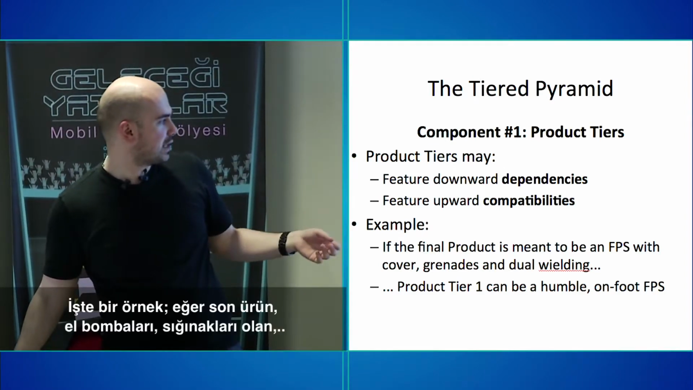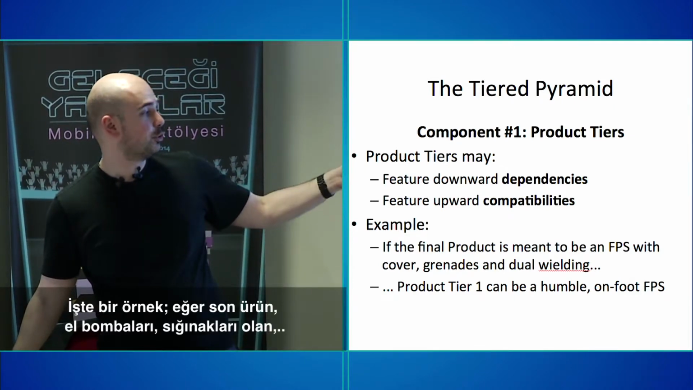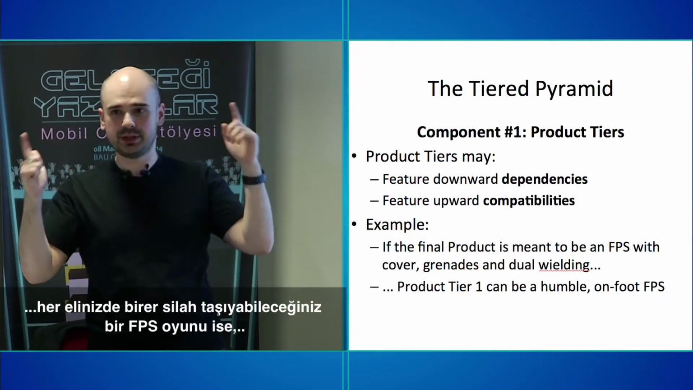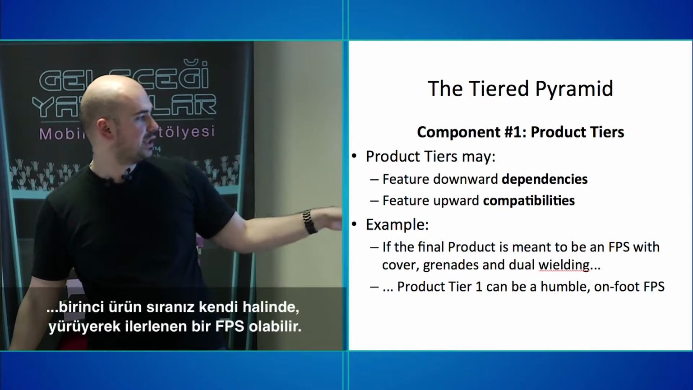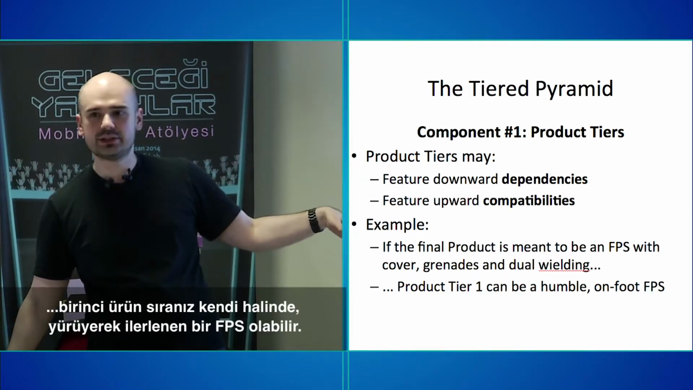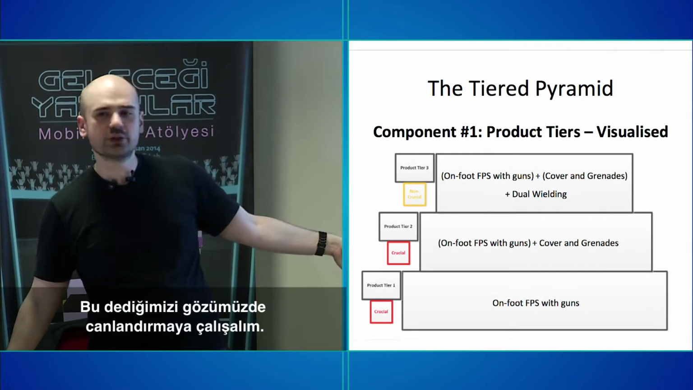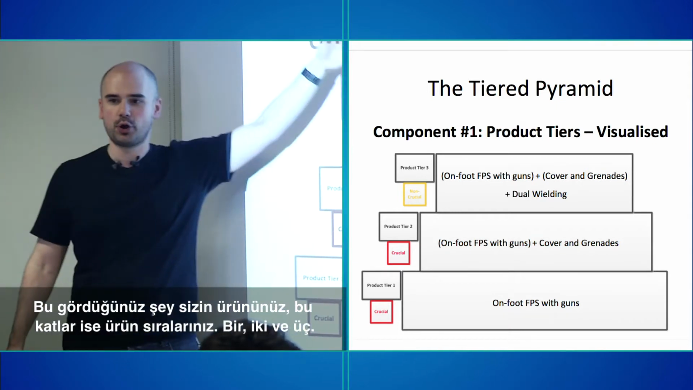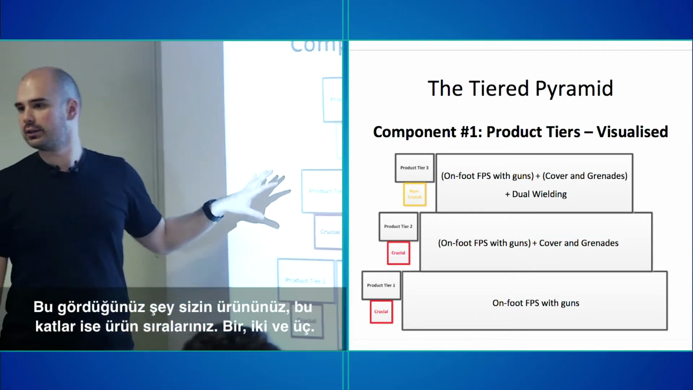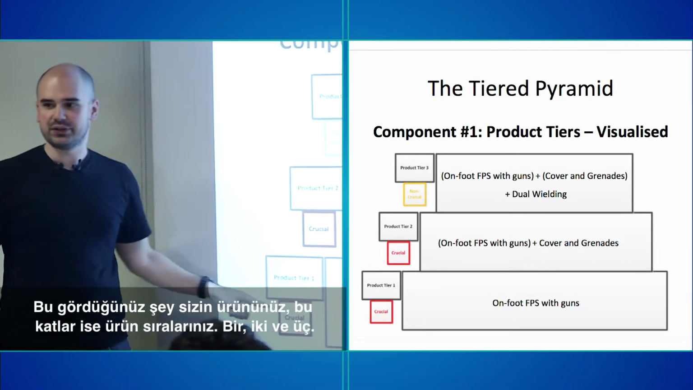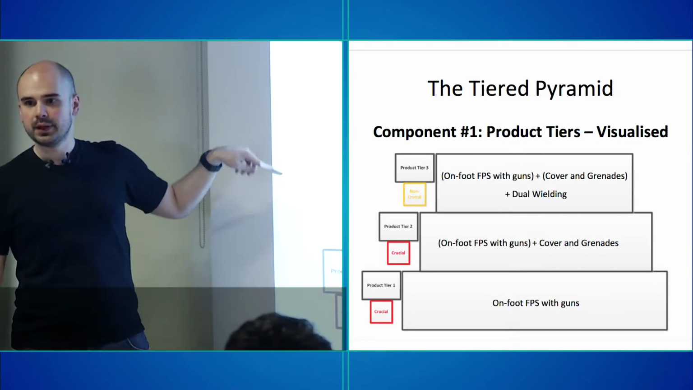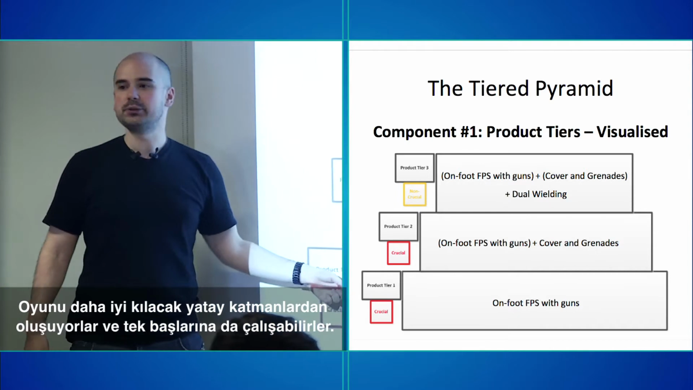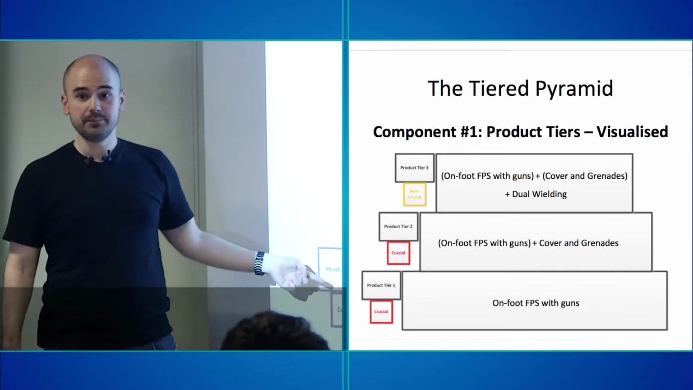So here's an example. If the final product is meant to be a first-person shooter with cover and grenades and dual wielding, you know, when you can have one weapon in each hand, product tier 1 can just be a humble on-foot FPS with a two-handed weapon. So let's visualize what we mean, right? I'm calling this the tiered pyramid method. So it's basically that you're taking your product. This entire thing is your whole product, right? And your product here are these things, 1, 2, and 3. Horizontal slices that all of them actually continuously make the game better, but actually function alone as well, right?